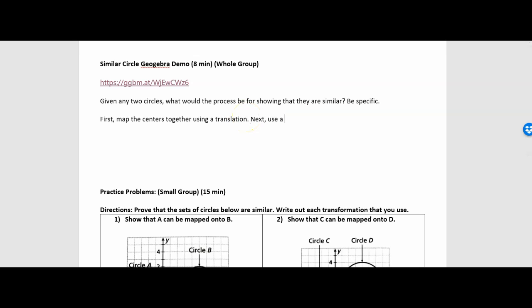Next, use a dilation to make the circles the same size. So once we map the centers together, then we use the dilation to make sure they're the same size. We could either make the circle larger, make it smaller, or as we looked at in one case, we could just keep the dilation factor at 1 because the circle didn't need to change sizes at all, it just needed to be kept the same. But this is what the process would be. Again, map the centers together, then use a dilation.